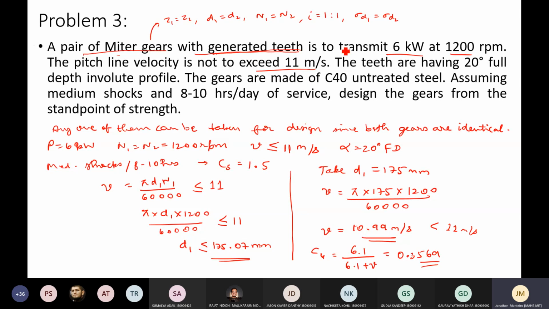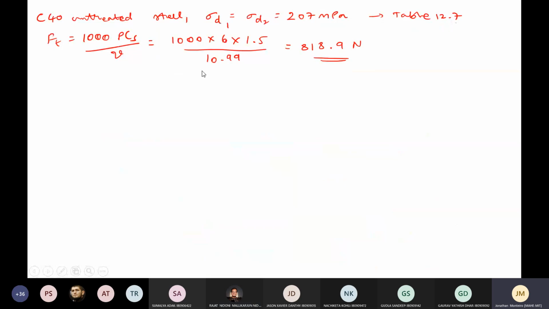We can also say that theta here is 90 degrees. Why do we say that theta is 90 degrees? The mitre gear definition itself is that both are identical and it is for a right angle. So that means that delta 1 and delta 2 are also identical, 45 each. So delta 1 equal to delta 2 equal to 45 degrees.